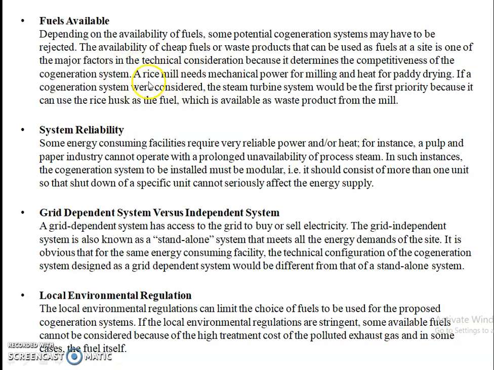As I told you, from the rice mill we need mechanical power for milling and heat for paddy drying. If a cogeneration system were considered, the steam turbine system would be the first priority because it can use rice husk as a fuel, which is available as a waste product from the mill. From the rice mill, we use that as fuel for the cogeneration to produce steam.